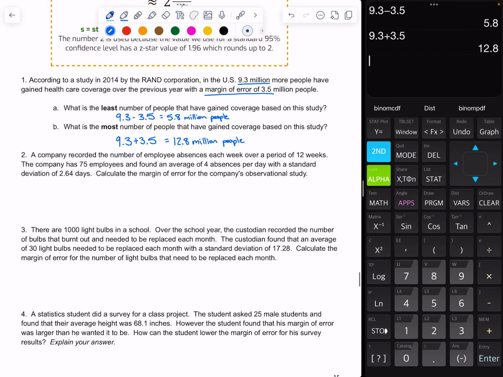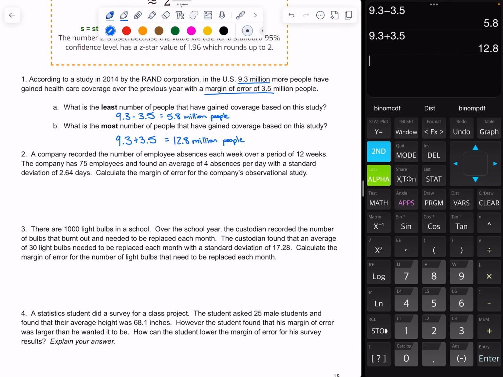Number 2 says a company recorded the number of employee absences each week over a period of 12 weeks. The company has 75 employees and found an average of 4 absences per day with a standard deviation of 2.64 days. Calculate the margin of error for the company's observational study. So if they have 75 employees, that is the sample size in this case. So we're going to say n equals 75.